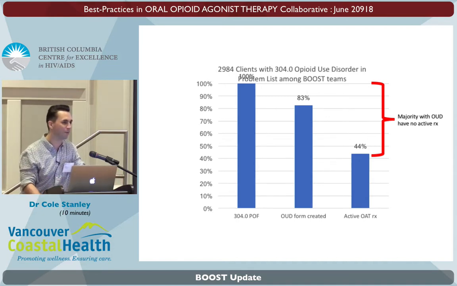You can see a big gap here, right? So out of these about 3,000 clients with OUD in our system, only 44% have an active prescription. So that's a major area for improvement for us, I think. We need to get a lot more of these people back on therapy.